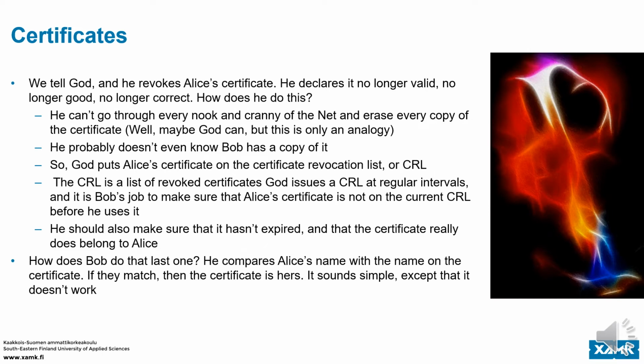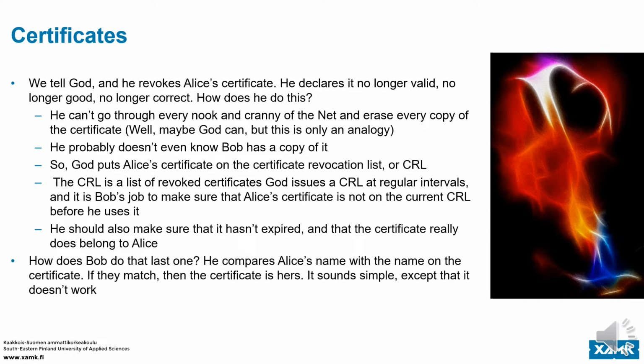Well, we can tell God, and he revokes Alice's certificate. He declares it no longer valid, no longer good, no longer correct. How does he do this? He can't go through every nook and cranny of the net and erase every copy of the certificate. He probably doesn't even know Bob has a copy of it. So God puts Alice's certificate on the certificate revocation list, or CRL.